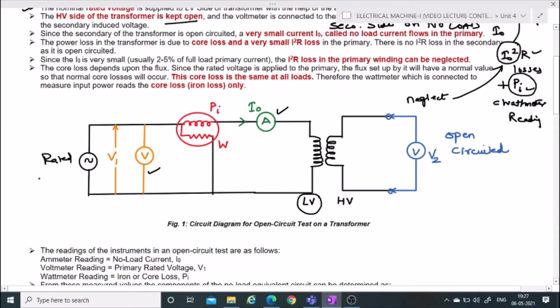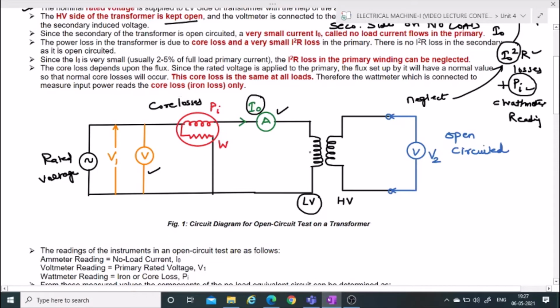So we will give rated voltage from this supply. This rated voltage will be measured by this voltmeter, and as the secondary is open circuited, this ammeter will give no load current I naught. So the ammeter reading will give us the no load current I naught value, and this wattmeter Pi will give the core losses.